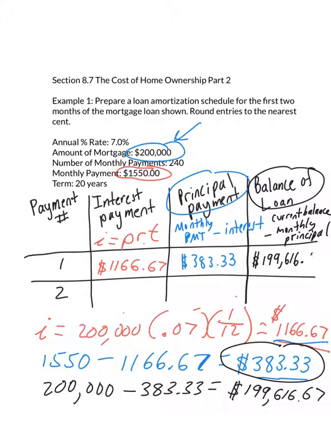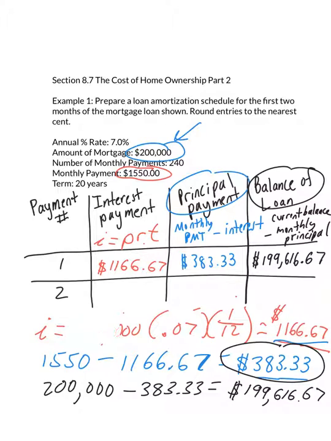So again, the idea here is that even though you're paying $1,550 towards that house each month, only the portion of $1,550 that's the principal goes towards paying off your loan, unfortunately. Especially at the beginning, you're mainly paying interest, which is what they charge you for loaning you the money in the first place. Let's try one more round.